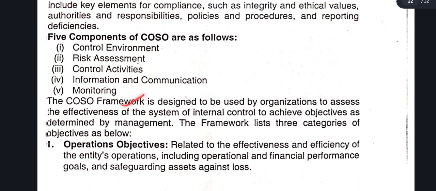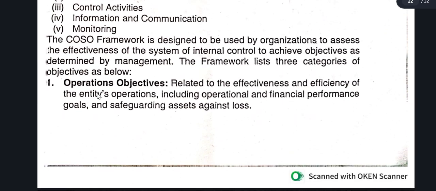The COSO framework is designed to be used by organizations to assess the efficiency of a system and internal control to achieve the objectives as determined by the management. So this framework is there to assess how efficiently the system is working, how the internal control is working, and how with this control we are able to achieve our objective. And is there any deficiency due to not following these rules? That's the thing.